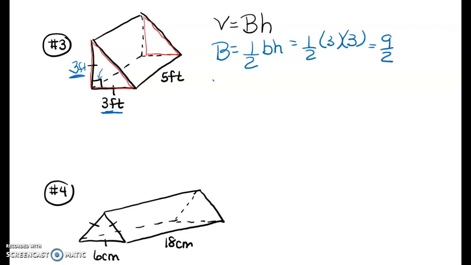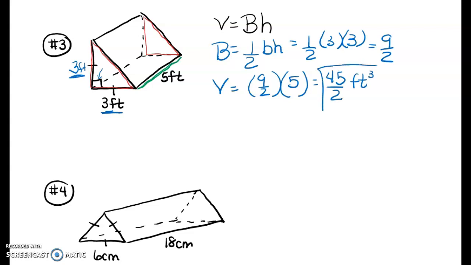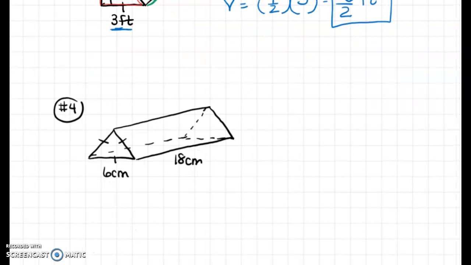Now to find the volume, all I need to do is locate the height of my prism, and that's the perpendicular distance between my bases. So I get 9/2 times 5, which is 45/2, and this is going to be feet cubed, where my base is feet squared.